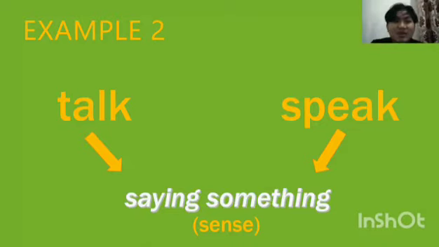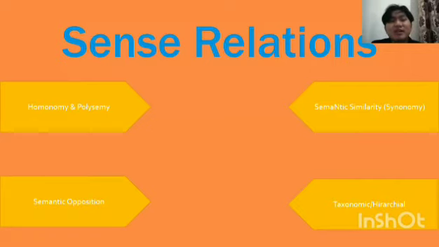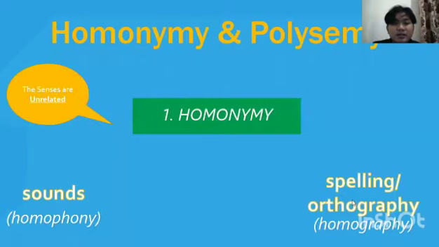So we move to the next slide. Sense relation is divided into four branches. The first is homonymy and polysemy. The second one is semantic similarity or synonymy. The third is semantic opposition. And the last is taxonomic or hierarchical. Now we are going to the next slide.